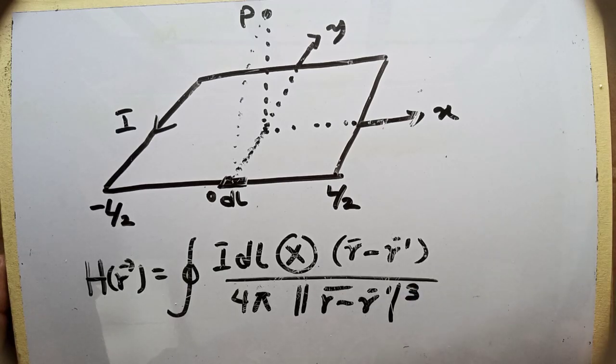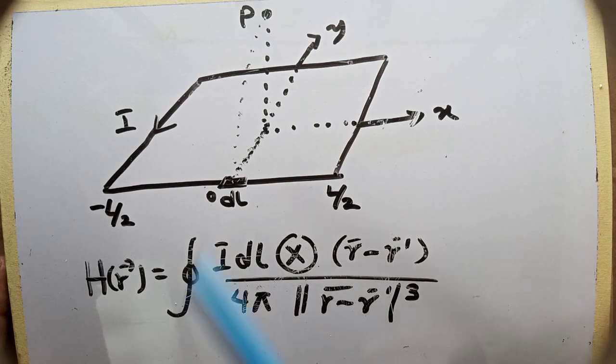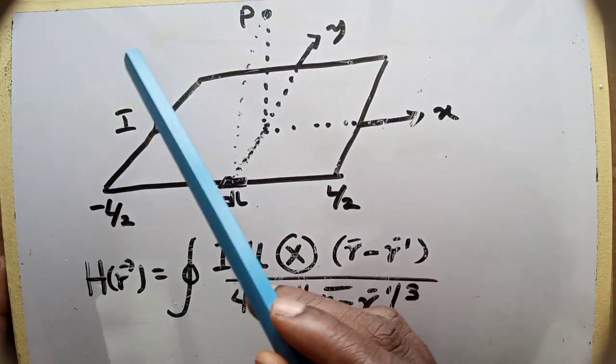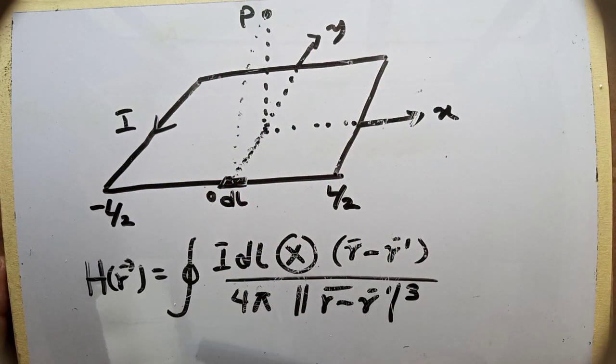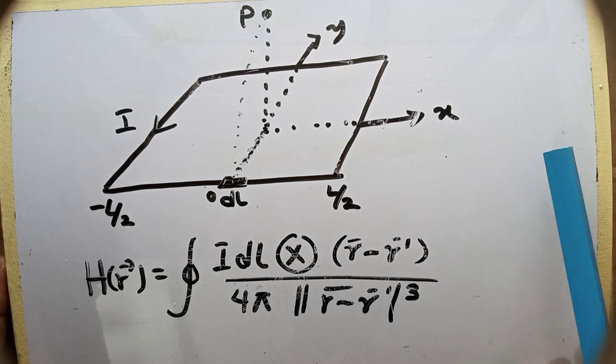In this video, we are going to learn how to determine the magnetic field at point P as a result of current flowing through this square loop. And the formula to use is this expression below. This expression is given to us by Biot and Savart.